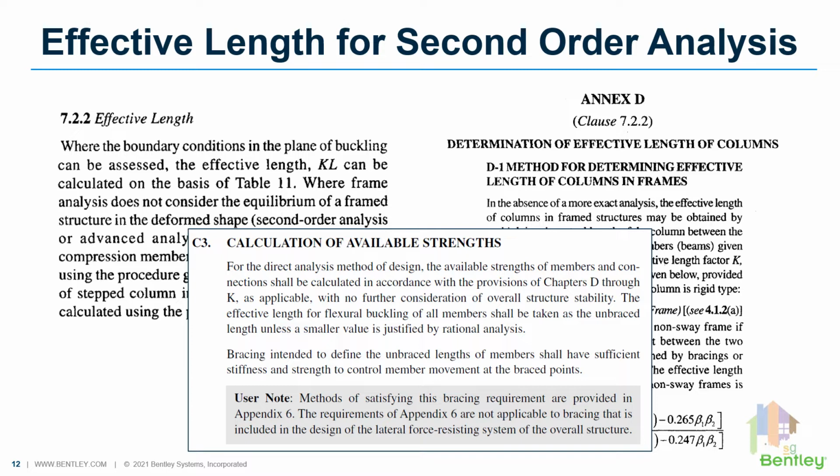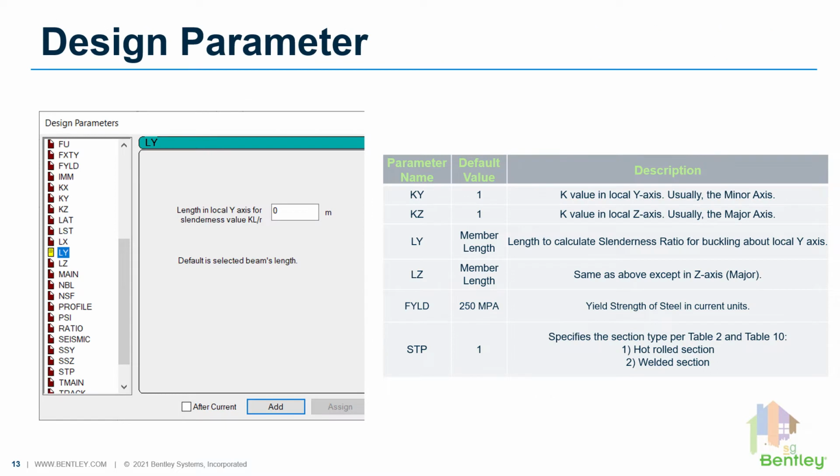You can consult AISC code or Eurocode for better understanding of ELM approach or effective length method for compression capacity calculation. There are 6 design parameters which controls the compression capacity check. FYLD is the yield strength of steel. By default, it is considered as 250 MPa. KY and KZ are the effective length factors, whereas LY and LZ are the effective lengths.